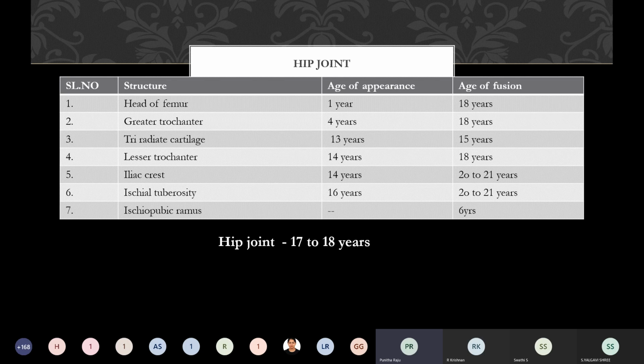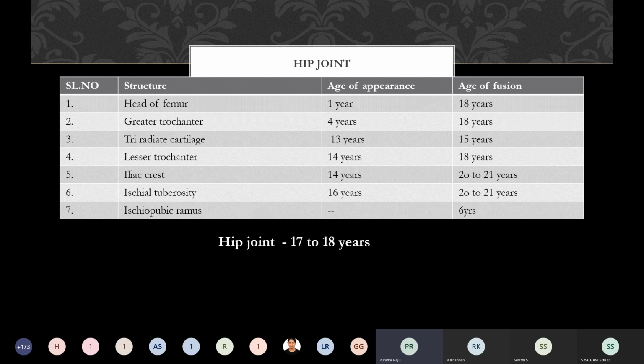So everybody knows this because everybody answered, almost 80% of the students answered in the internal assessment. So it is just a revision for you. The head of the femur appears. You can just remember for the head of the femur, that is for the upper end of the femur, 1, 4, 14. So that is very easy.